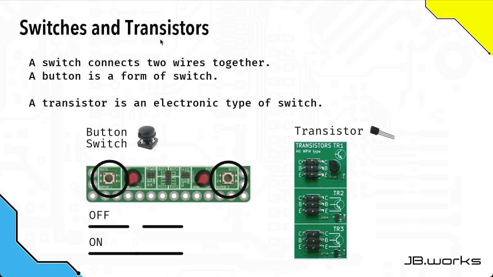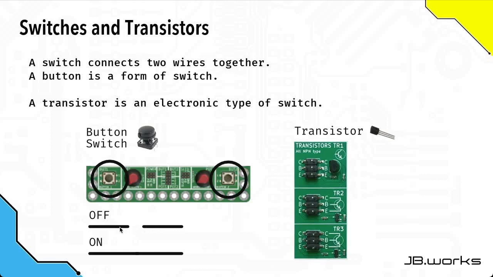Now we're going to look at switches and transistors, and the reason I've put these in the same segment is that they basically do exactly the same thing. The first one we're going to look at is a switch, which is a button switch. There are two of these, one on either side of the JackBord BASIC. All they do is bring two wires together. If we look here, these are the two wires.